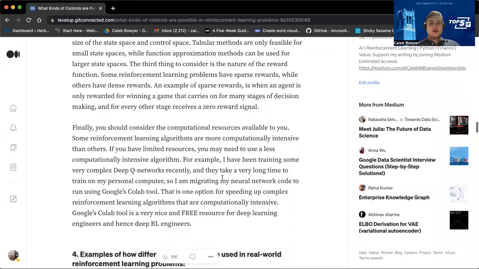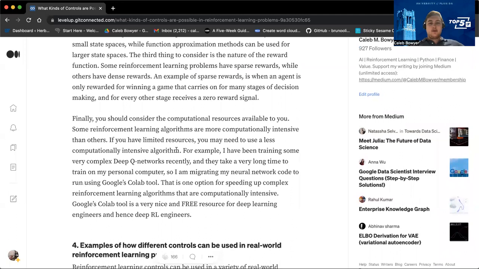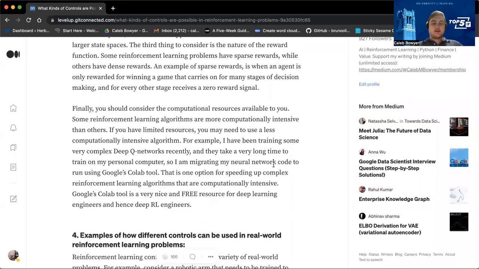Finally, you should consider the computational resources available to you. Some reinforcement learning algorithms are more computationally intensive than others. If you have limited resources, you may need to use a less computationally intensive algorithm.